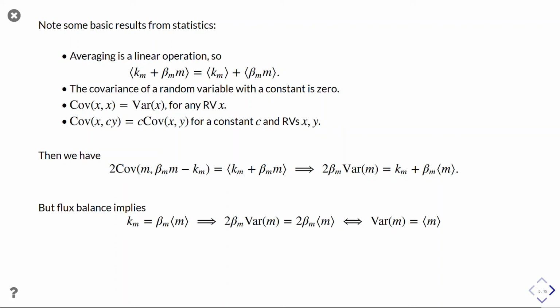Additionally, flux balance implies that k sub m is equal to beta sub m times the average of m. Now, substituting k sub m equals beta sub m times the average of m, we have that the variance of m is equal to the average of m. And it turns out that the mRNA in constitutive gene expression is distributed according to what's called a Poisson distribution, which has variance equal to its average. Therefore, eta mm equals 1 over the average of m. In other words, as the mRNA abundance increases, the fluctuations in mRNA decrease as 1 over the average.